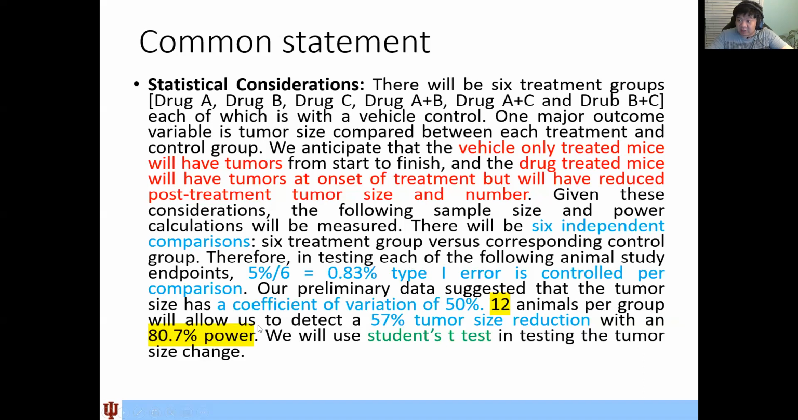So with these factors fixed and a fixed number of samples, we can compute the power, and with a fixed power, for example more than 80% power, we can compute the minimum number of animals that can guarantee this power.